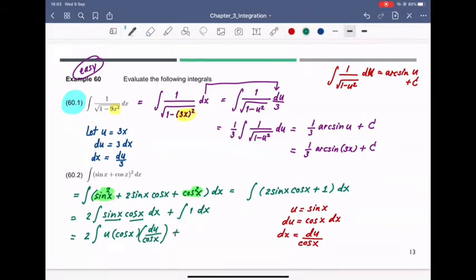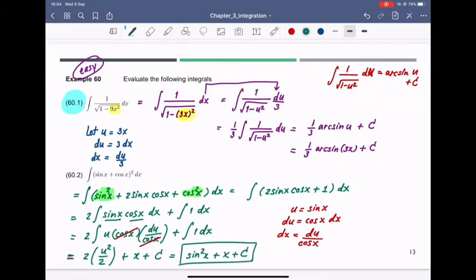And then I just keep that. I'm going to integrate all at once on the last step. So the cosine cancels out, and I have integrate u du, right? So I get 2 times u square over 2. And then plus integrate 1, so I get x. So my answer is going to be u square, which is sine square x, plus c. This is the answer for this question.